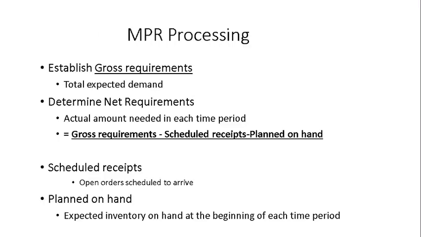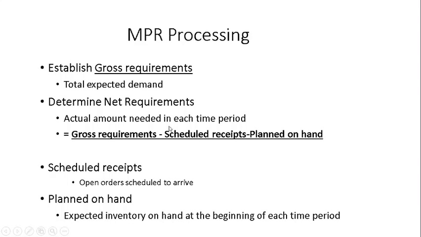In order to proceed to finalizing the orders and the planning, the MRP uses some processing, some flow. The first task is to establish the gross requirements, which is what we expect to deliver in some period of time from today. For example, next week, next month. So we estimate how many units we need to deliver.